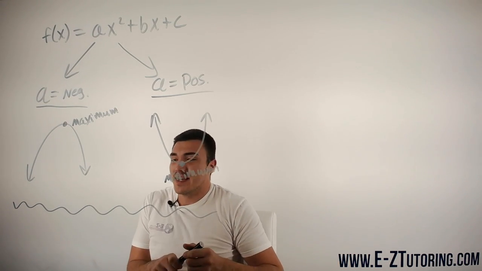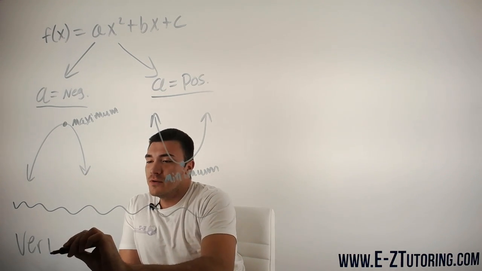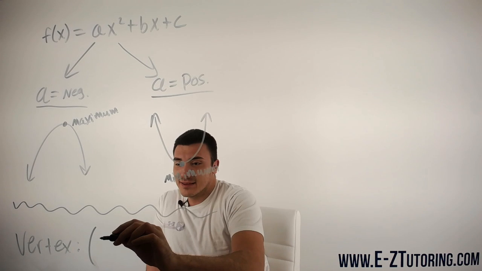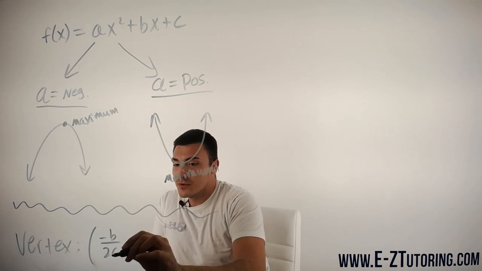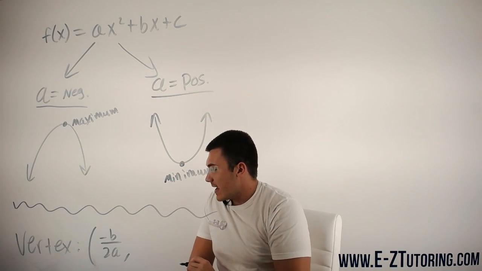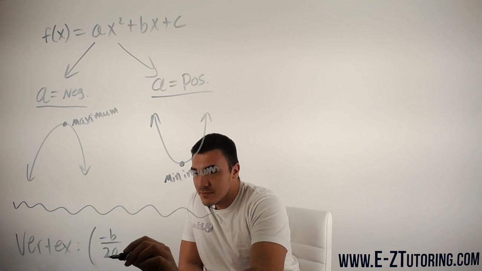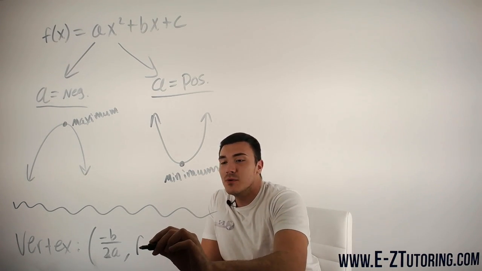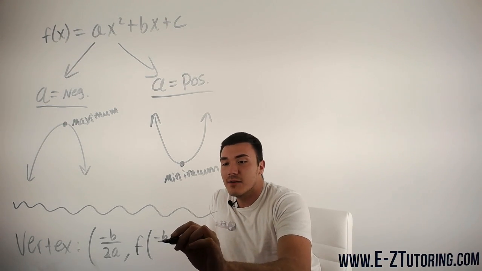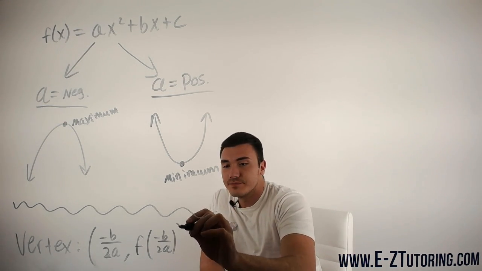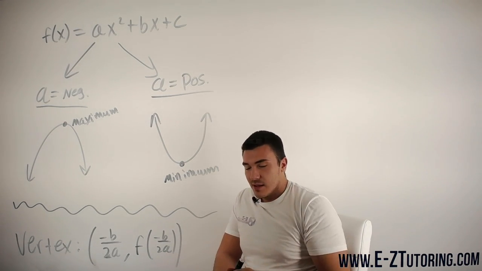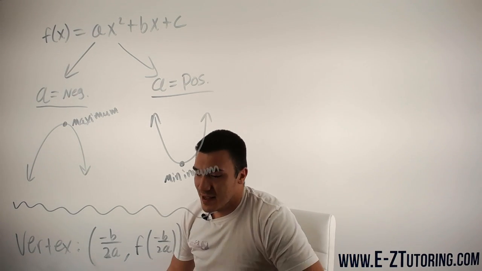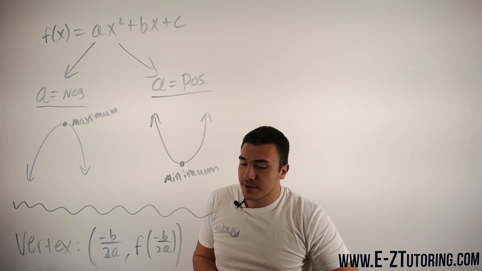How can you find your vertex? Your vertex has an x-coordinate of negative b over 2a, and it has a y-coordinate of whatever you get when you plug this value into the function. So I will say f of negative b over 2a. Find this coordinate, you found your answer. All right, let's go ahead and do an example here.